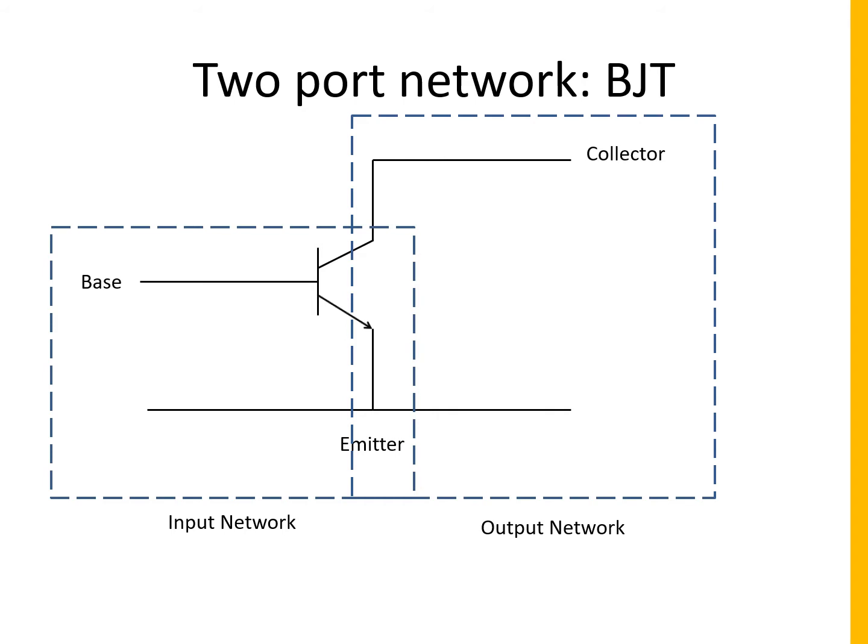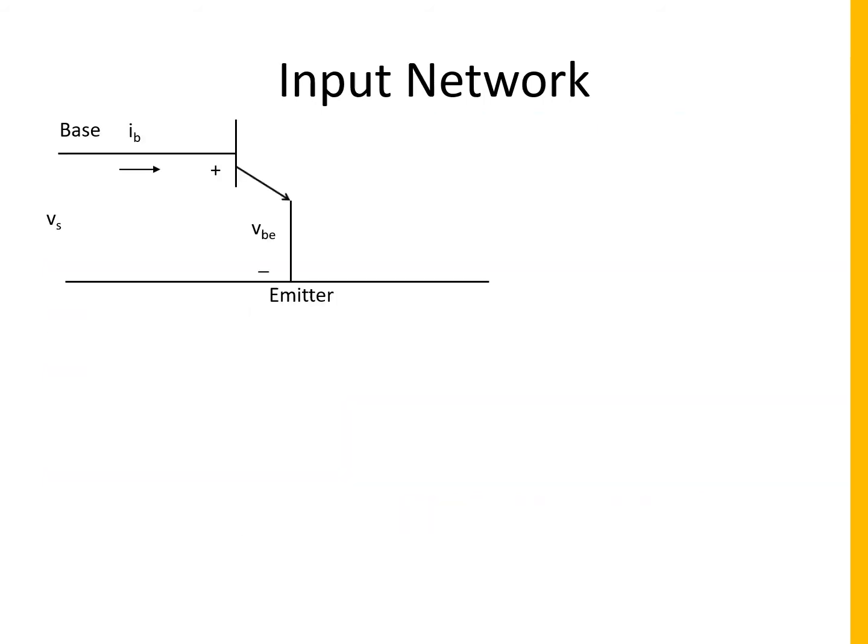Building on this, let's analyze this two-port network, namely BJT. Let us start by analyzing the input port first. If a small AC signal is applied at the base, it leads to flow of current ib, which in turn produces a potential difference between the base and the emitter called vbe. Notice that the letter as well as the subscript are in lowercase, denoting AC quantities.